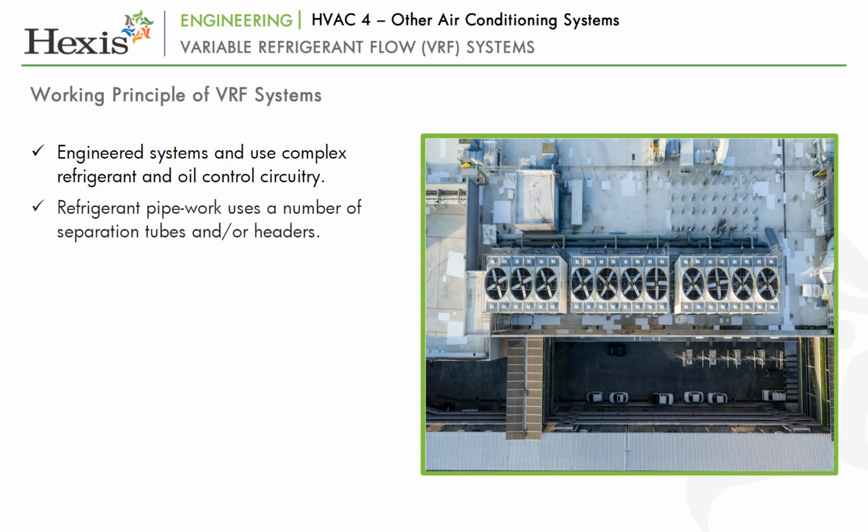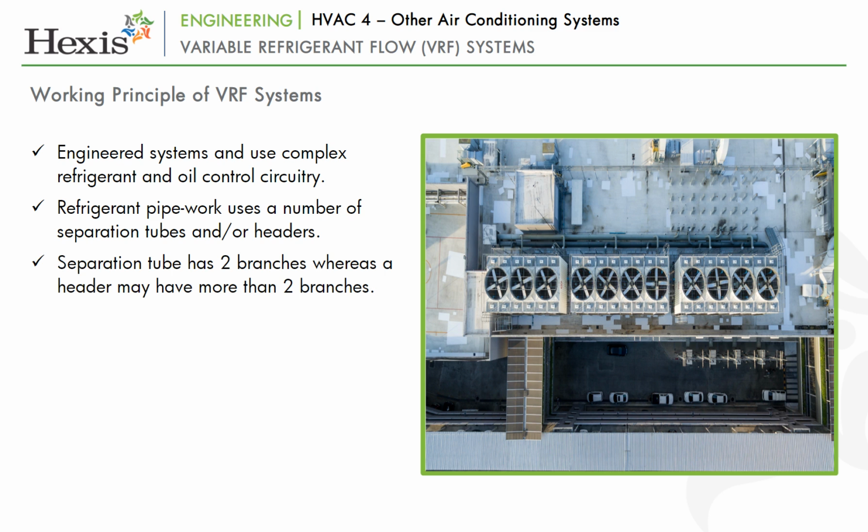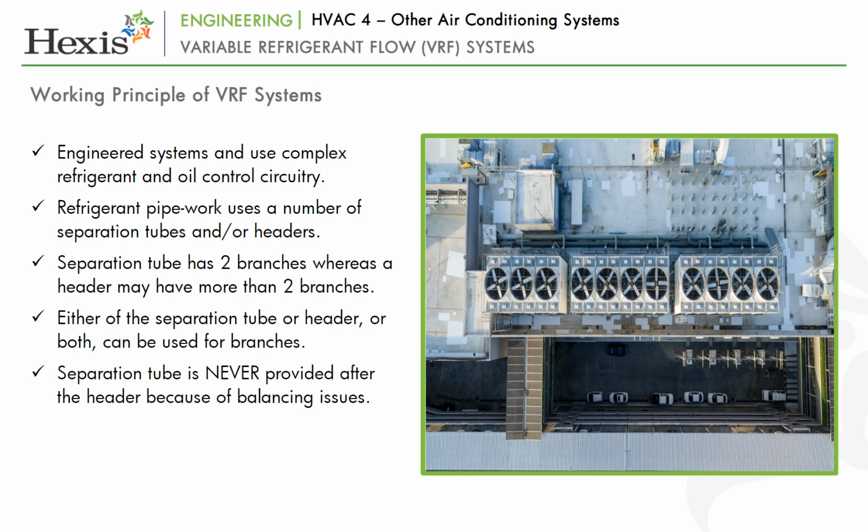The refrigerant pipework uses a number of separation tubes and/or headers. Refer to the schematic figure above. A separation tube has two branches, whereas a header may have more than two branches. Either the separation tube or header or both can be used for branches. However, the separation tube is never provided after the header because of balancing issues.